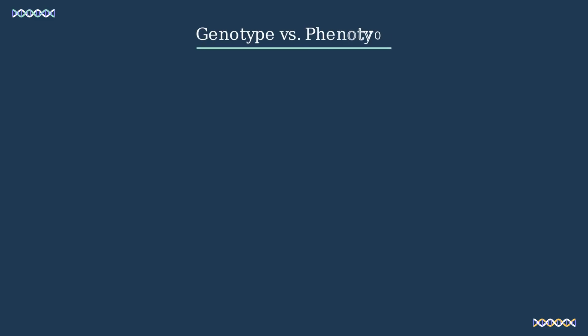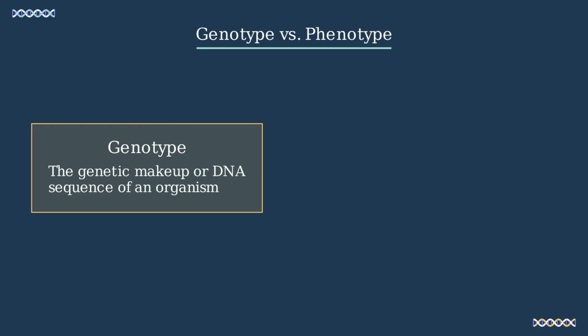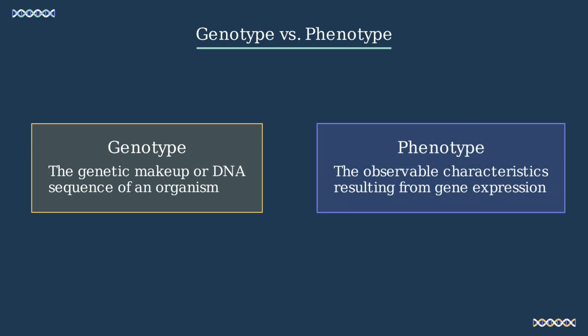Genotype versus phenotype. What do these terms mean and how are they related? Genotype refers to the genetic makeup or DNA sequence of an organism. It's the genetic instructions that determine traits. Phenotype, on the other hand, refers to the observable characteristics or traits that result from the expression of those genes.